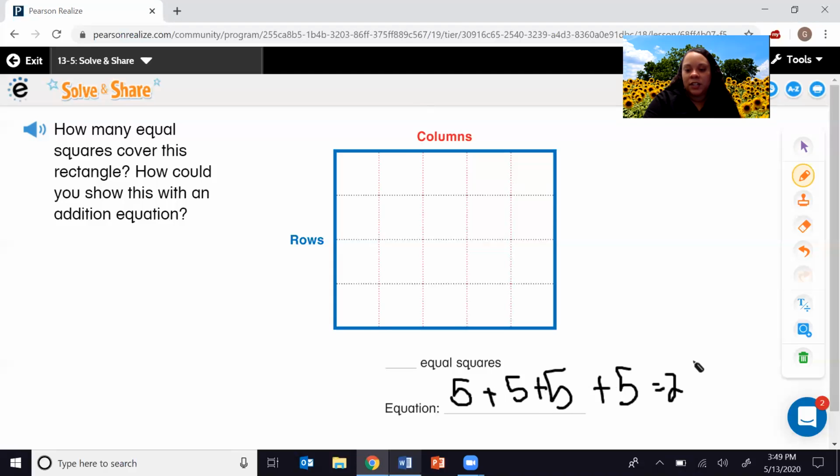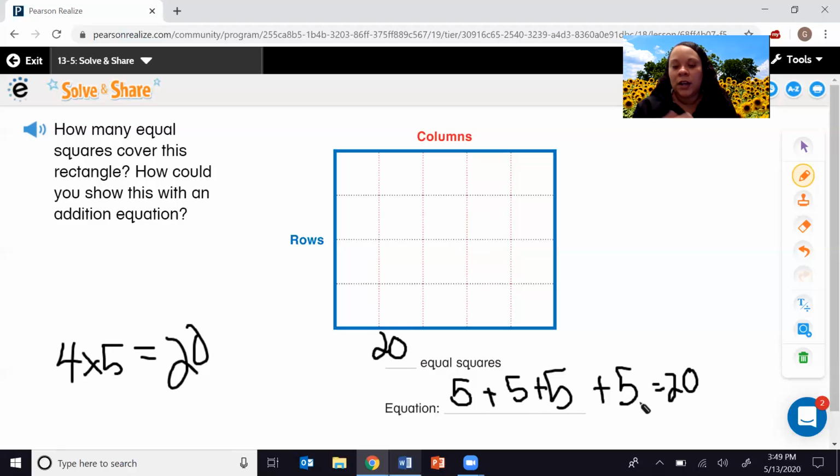Now, for my mathematicians out there, you guys might have thought, oh, multiplication, there's 4 rows and there's 5 columns, so 4 times 5 equals 20. Now let's see if we're right. 1, 2, 3, 4, 5, 6, 7, 8, 9, 10, 11, 12, 13, 14, 15, yeah. Yes, it is 20 equal squares. So I also could have done 4 plus 4 plus 4 plus 4 plus 4 because there's 5 columns and there's 4 squares in each column. So we're going to be working with this today. So let's go ahead and move on to our visual learning.